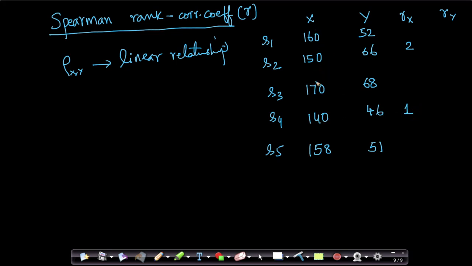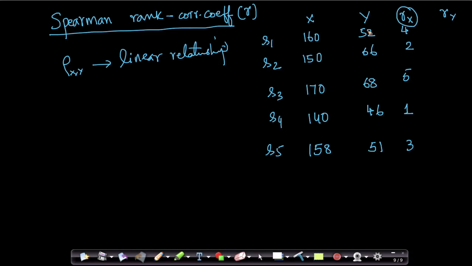So which is the third one? The third one is going to be this, so it has a rank of 3. The fourth one is this, and this is the fifth one, right? This is the rank of x. So I'm creating a new random variable here called the rank of x, right? And similarly, I can create rank of y.